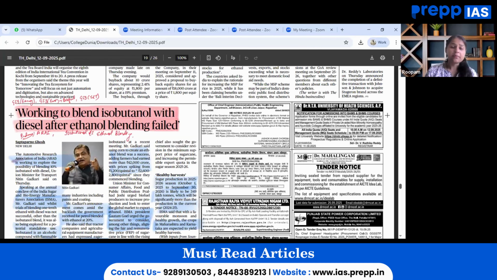From mains perspective, the same article is to be seen through the lens of evaluating India's biofuel policy in the context of reducing crude oil imports. That is the need of the hour. What is the role of advanced biofuels like isobutanol in India's energy security? In this manner, this particular article is to be seen through all the angles.